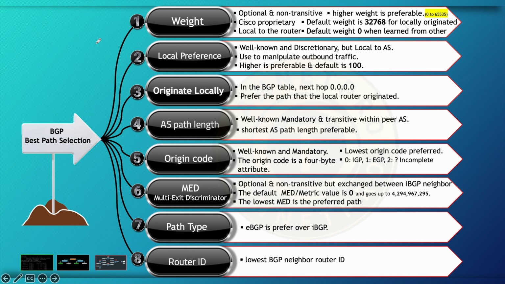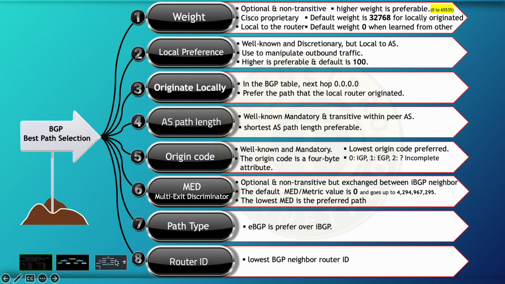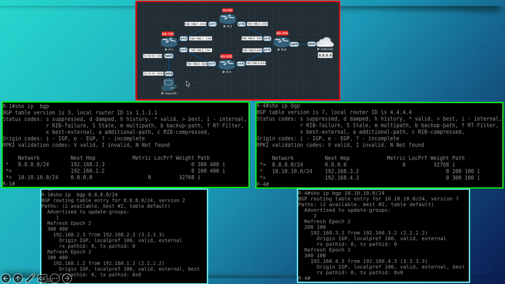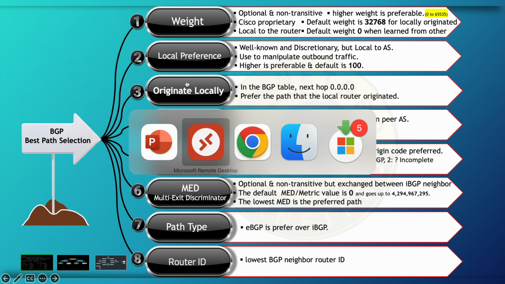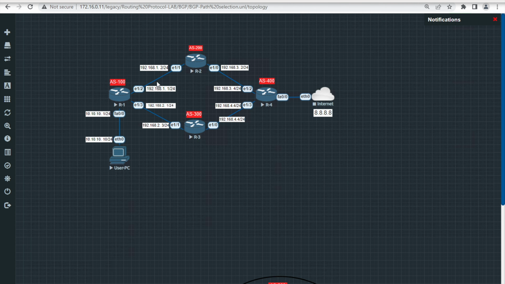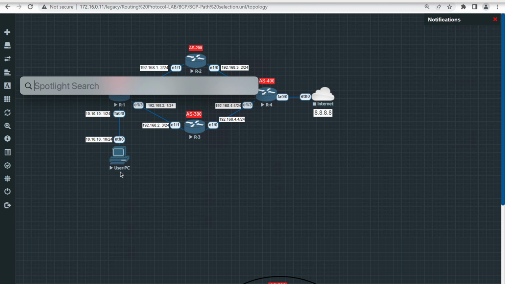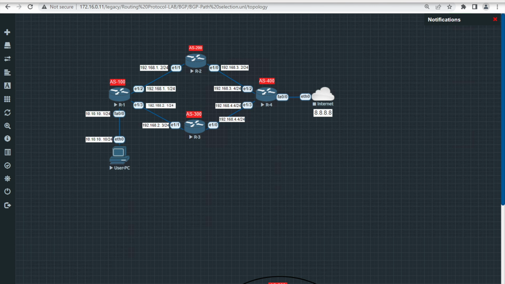Now I will showcase with the lab how these attributes are used to select the best path, right? So let me take you to this diagram. Before that, let me take you to the lab. So here it is. Try to understand this lab first. The same thing I have captured, I'm going to show you. This is the internet on the right hand side, and the source is over here. Just a minute.